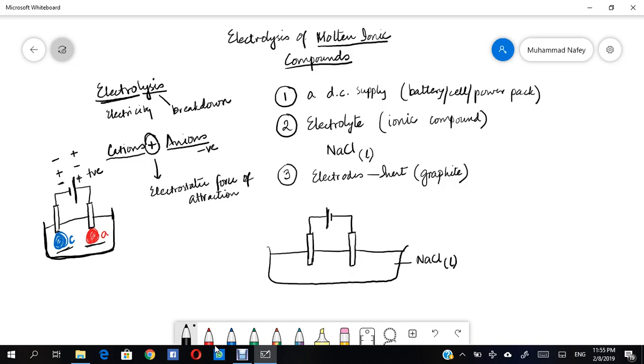And when we draw our electrolytic cell, we have to show this heating. And it's very simple. What we do is that under our electrolyte, we just draw an arrow. And this arrow tells us that throughout electrolysis, heat is being provided to the electrolyte to maintain its liquid state.